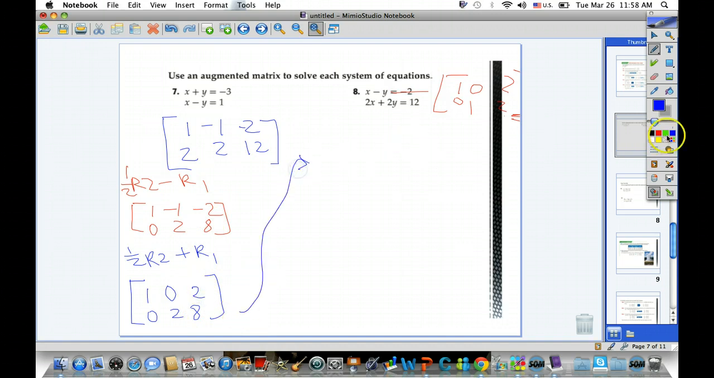Next step. I have my 1 and 0, and I need to make this into a 1. I'm going to multiply the second row, everything, by 1/2. My first row stays the same, 1, 0, 2. In the second row, 1/2 of 0 is 0, 1/2 of 2 is 1, 1/2 of 8 is 4. Now that I have my 1, 0, 0, 1, I can say this is my answer, 2, 4. So my ordered pair is 2 and 4.